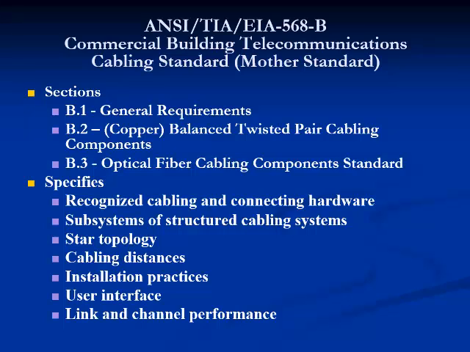568B is published as a three-part document including B.1, general requirements, B.2, which is copper balanced twisted pair cabling components, and B.3, optical fiber cable component standard. 568B specifies the recognition of cabling and connecting hardware, subsystems of structured cabling systems, that we should use star topologies in our design, cabling distances, installation practices, user interfaces, and link and channel performances.